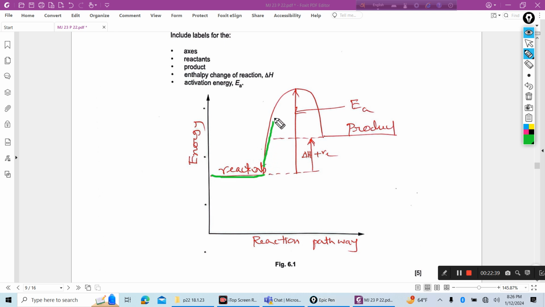In an endothermic reaction, the reactant has less energy and the product has more energy. From the reactant to the peak of the curve, this energy difference is known as Ea, the activation energy. The energy gap between reactants and products is known as delta H. This is positive because this is an endothermic reaction.